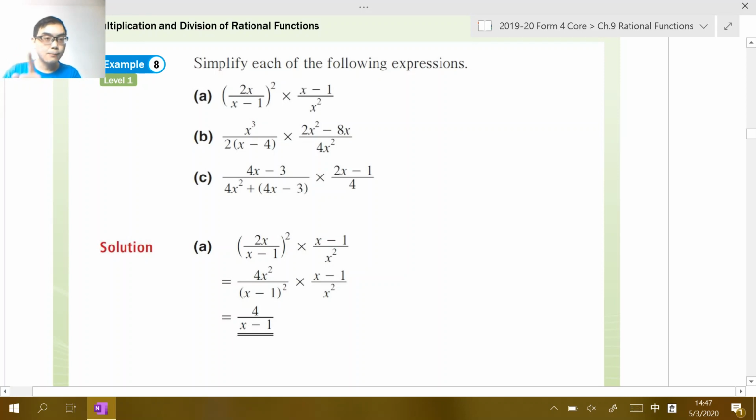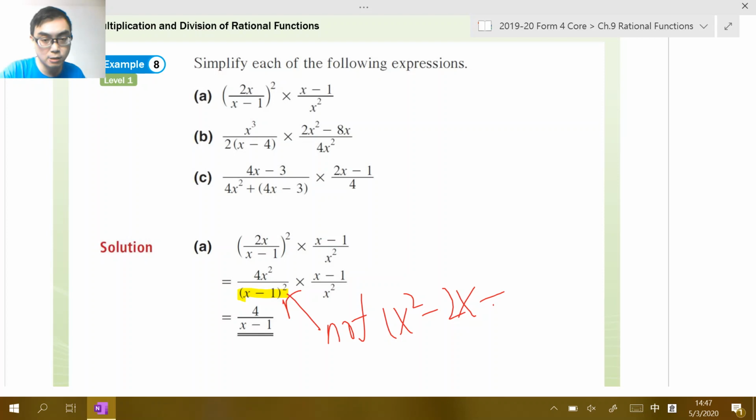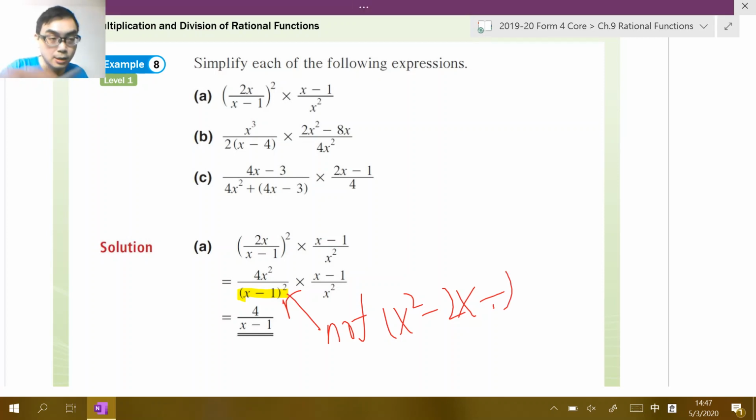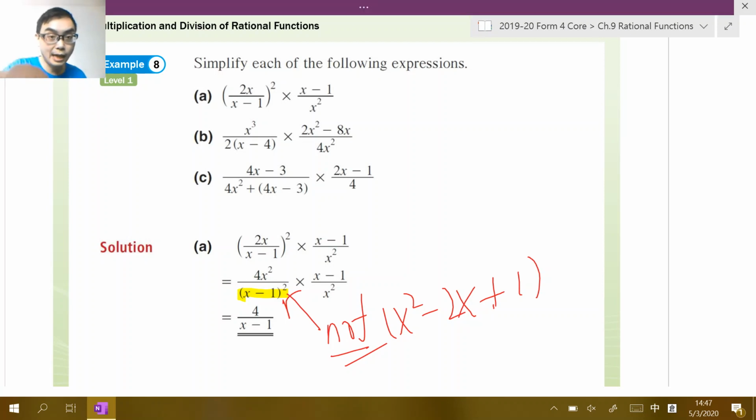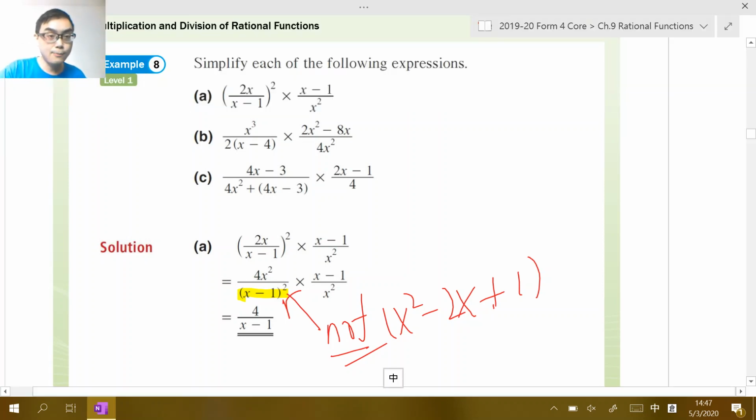For the denominator, bracket x minus 1 squared should not be expanded, because you have to keep the factorization always. So you can see why we just write x minus 1 squared, but not the expansion. That means you should not write this as the expansion x squared minus 2x plus 1, because if you just expand it, it is not very useful for us to simplify. So do remember, don't make expansion, but just keep all the things factorized so that you can simplify among the terms.